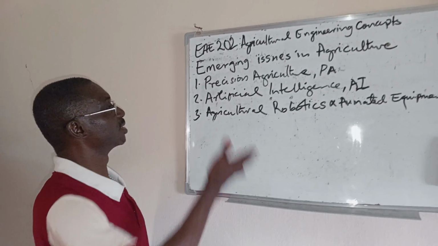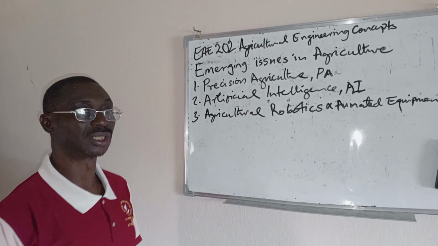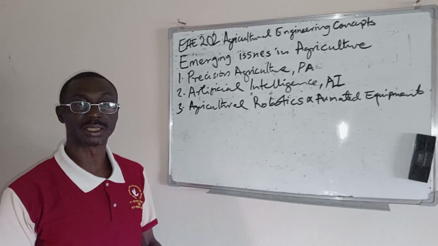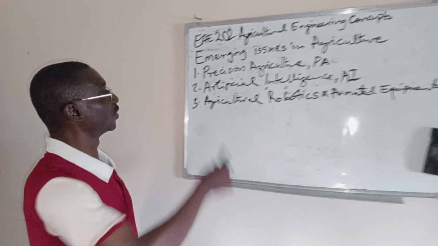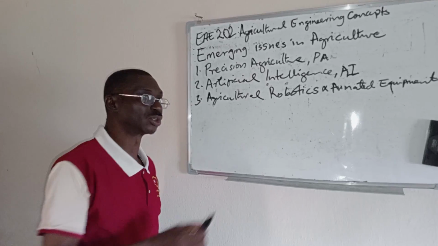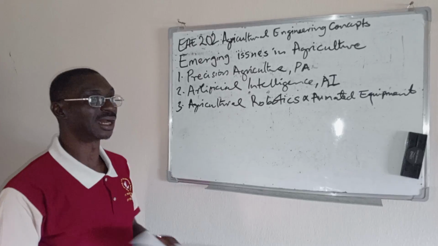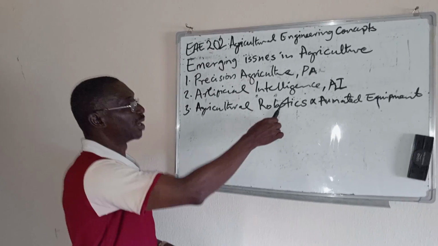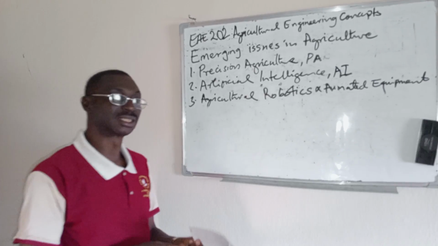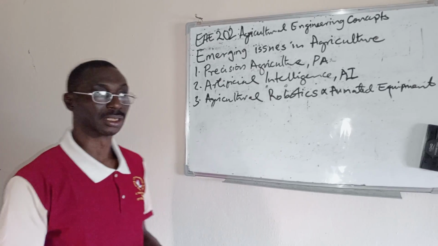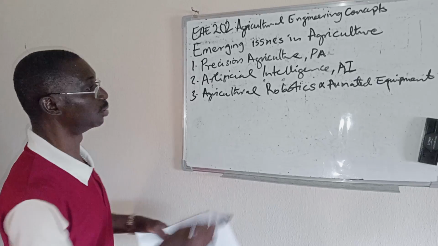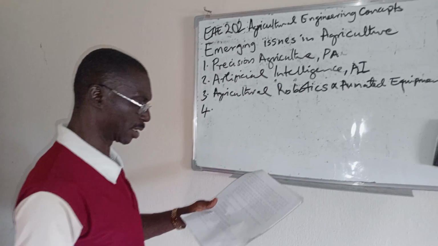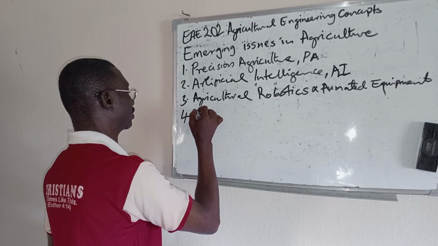Today, we are still continuing with our agricultural engineering concept and emerging issues in agriculture. So we have talked about the first one, precision agriculture. We have talked about AI in agriculture, that's artificial intelligence. We have talked about agricultural robotics and automated equipment. Last one we shall talk about today is number 4, Internet of Things in agriculture.